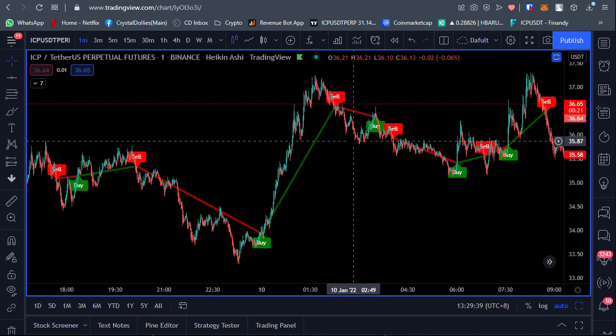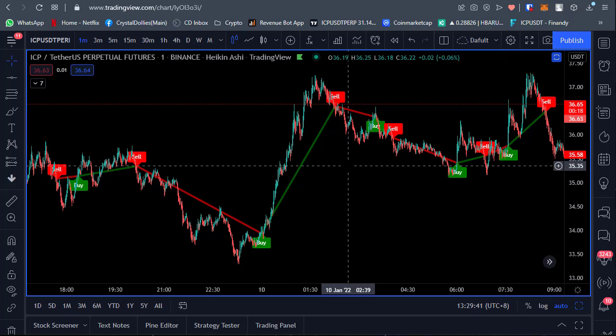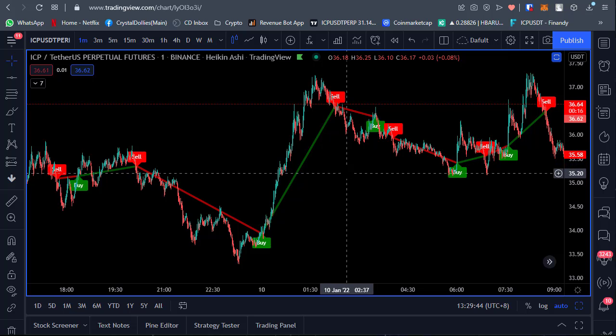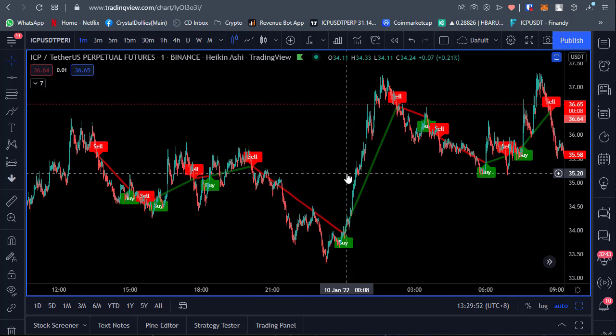For me, I like to DCA my trade at least 2 to 3 times before I exit the trade, so that I don't have to take a stop loss. Sometimes I don't even put a stop loss. So this is how I trade personally. But as I say, this is not financial advice, this is just my personal style of trading.